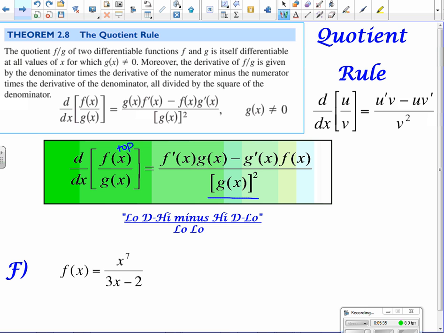Some people do memorize it. You might have teachers that say "low d high minus high d low." Low d high stands for the low, g of x, times the derivative of the high, so d high, minus high, which is f of x, times the derivative of the low, so d low, all over low, low, or low squared. So if you want to memorize it that way, that works too. Low d high minus high d low, all over low, low.